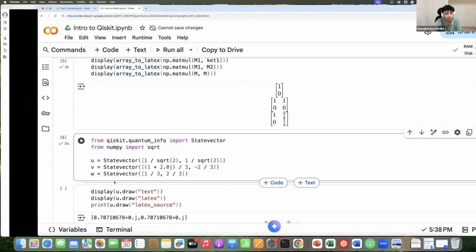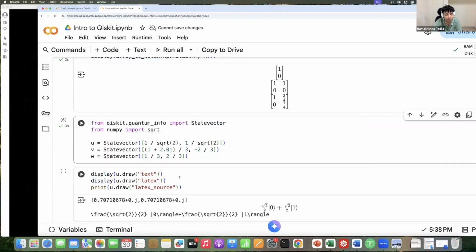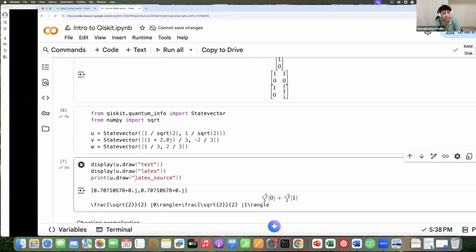And then what I want to do is show you how we can display them in different ways. You can display the text, and the text would display like this. Or you can display it in LaTeX, or you can actually get the LaTeX source, because if you're writing papers, we usually use something called Overleaf. So I can just copy this and paste it into Overleaf, and it would show up something like this. So you can get the LaTeX source. But most of the time, I like to use u.draw('latex') because then it shows nicely like this how we write. Square root of 2 over 2 is the same as 1 over square root 2, right?